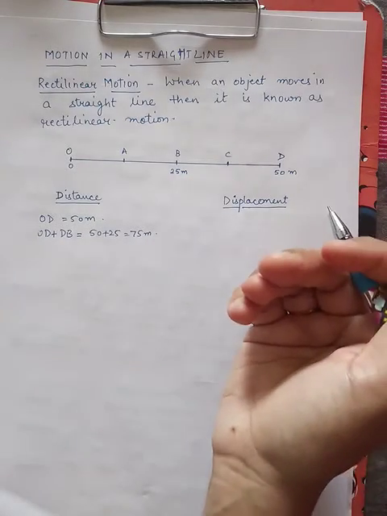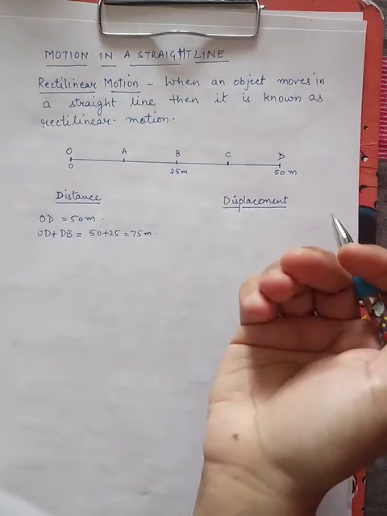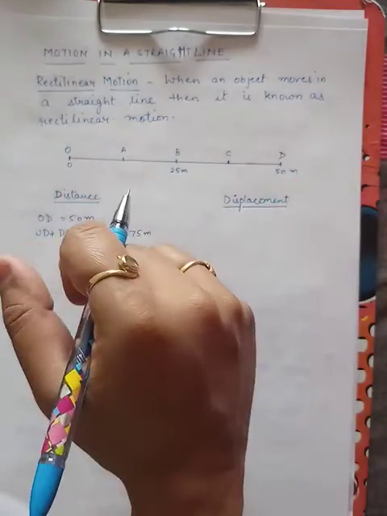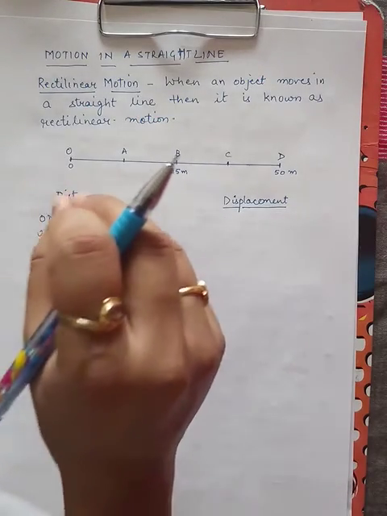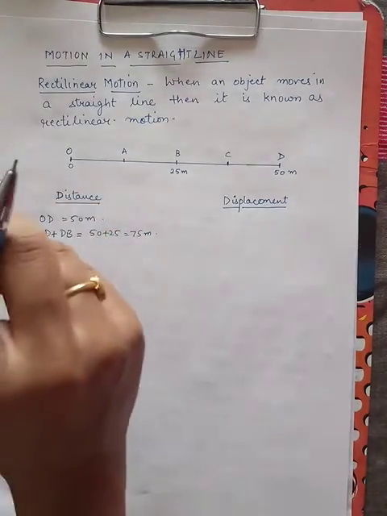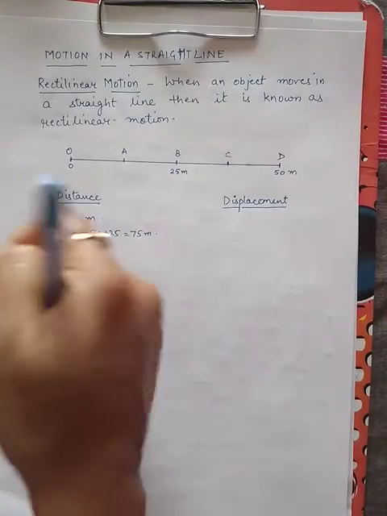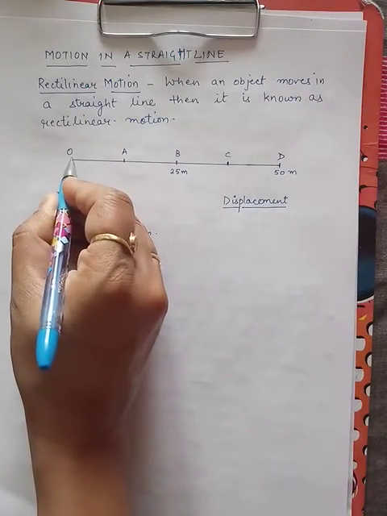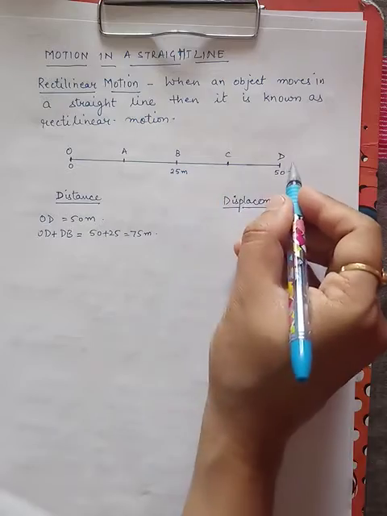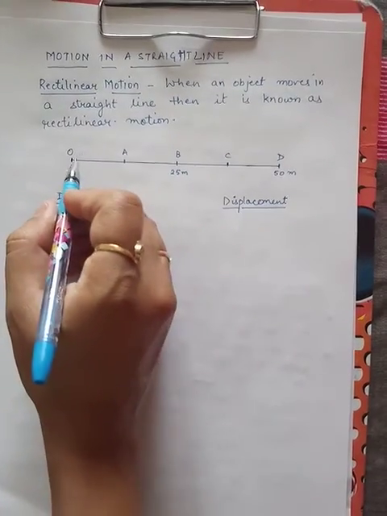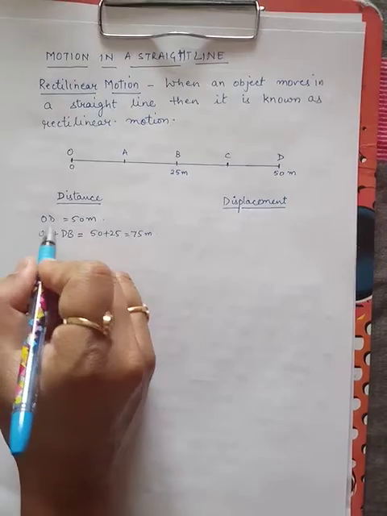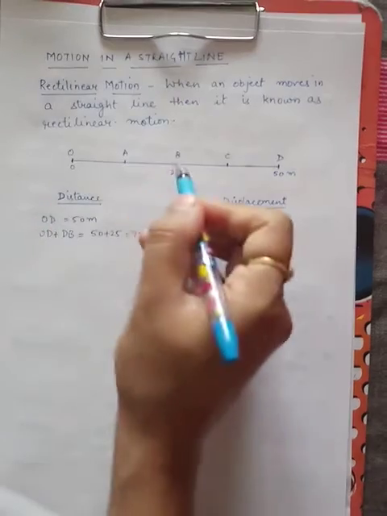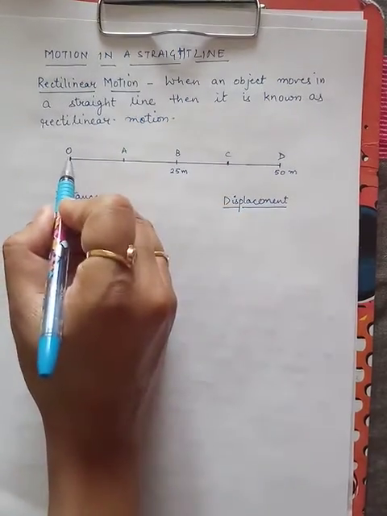So displacement is defined as nothing but the shortest distance between the initial position of an object and the final position of an object, right? So what is the initial position that we are considering? Initial position is, suppose, this. In the first case, the object was moving from O to D. I could consider from O to B also. It is your wish. I am considering O to D.